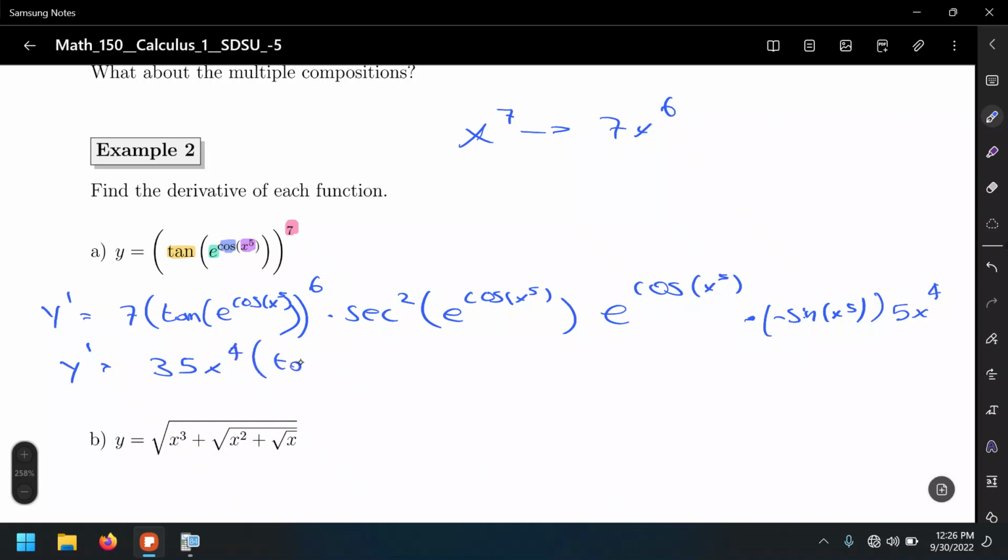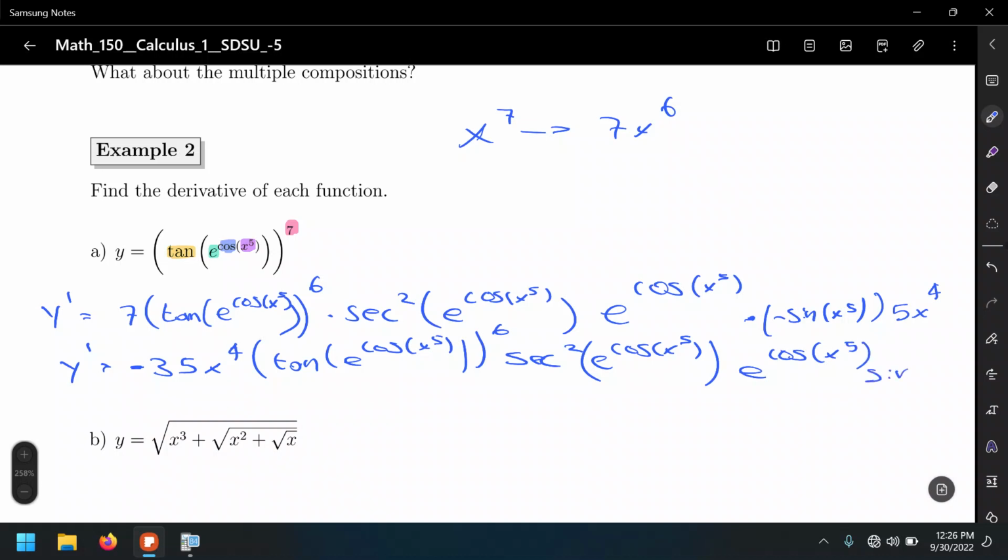And then the rest is simply tangent of e to the cosine of x to the 5th, to the 6th, secant squared e to the cosine x to the 5th times the derivative of cosine, that's e to the cosine x to the 5th. Actually, check this minus sign. Minus sine x to the 5th. That's the only thing we can do about simplifying this function.